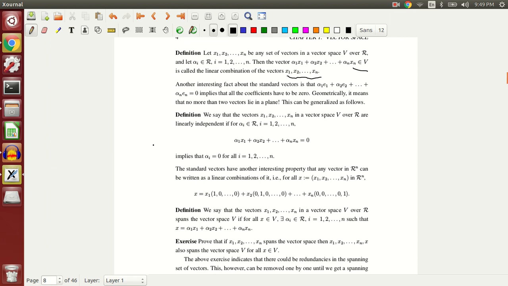Welcome to a series of classes on mathematics of machine learning. We are dealing with definitions in vector space. The first definition is the definition of linear combination.